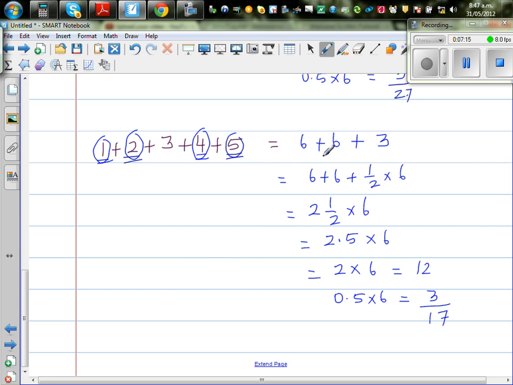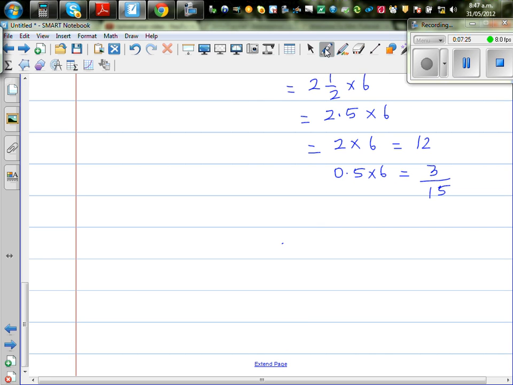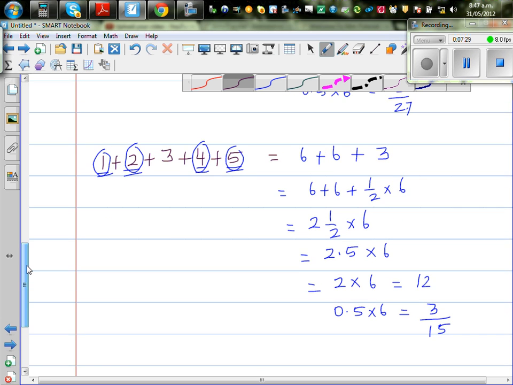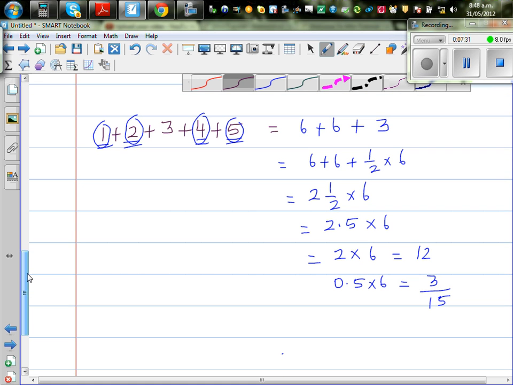Yeah, 12. Oh, 12 plus 3 is 15. 12 plus 3 is not 17. 12 plus 3 is 15. So what happens? Suppose, let me add from 1 to 6. I want you to establish a pattern there. So this is 2.5 times 6.